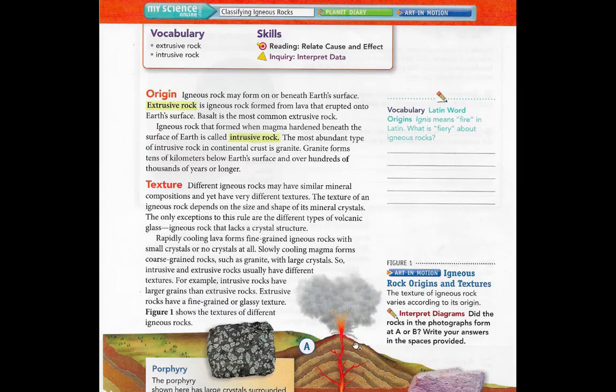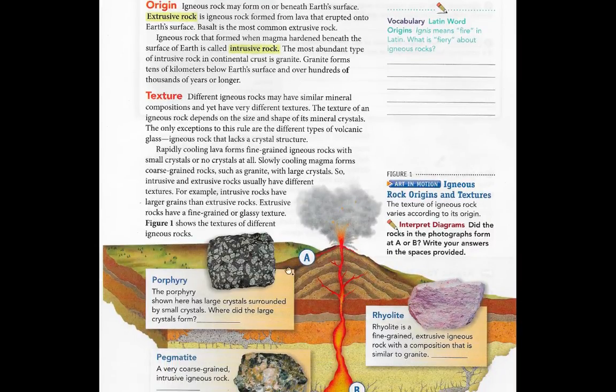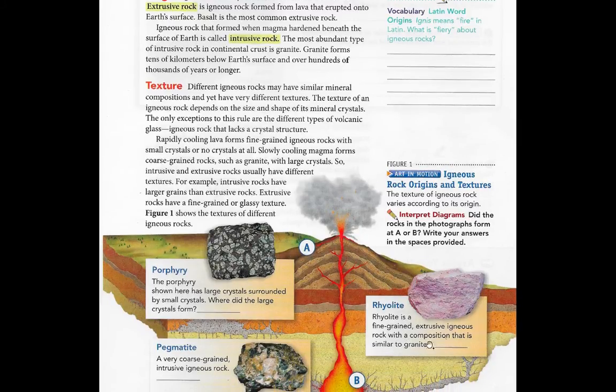So where's Figure 1 at? Okay, there's Figure 1. So you have the different types of igneous rocks. Pegmatite, we'll actually look at that in class, and rhyolite.